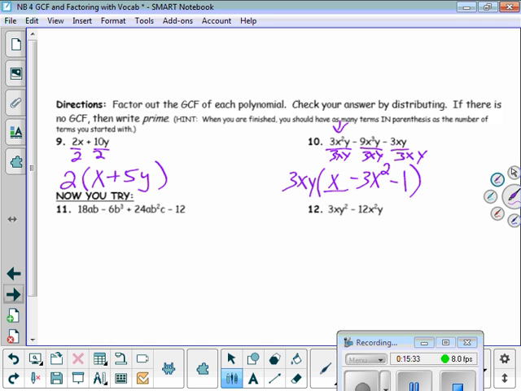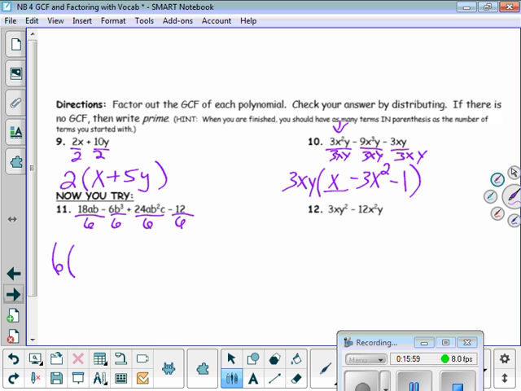Okay with that? Take a look at this one. What letter do they have in common? None of them. 12 has no letter. Find the smallest number. Does 6 go into all of them? Then that's your number. No, because you're looking for the biggest one.